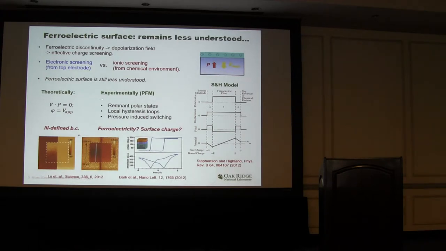On the other hand, from the experimental perspective, more uncertainties exist. For example, recently people claim ferroelectricity based on the formation of remnant polar states, local hysteresis loops, and pressure-induced switching. A typical example is by people from Nebraska. They observed a mechanical tip-induced behavior and attributed this to ferroelectric switching. However, these behaviors can also be found in non-classic ferroelectrics. For example, in SrTiO3 material, we also observed typical local hysteresis loops. So the question is, how can we differentiate ferroelectricity from a pure surface charge behavior?